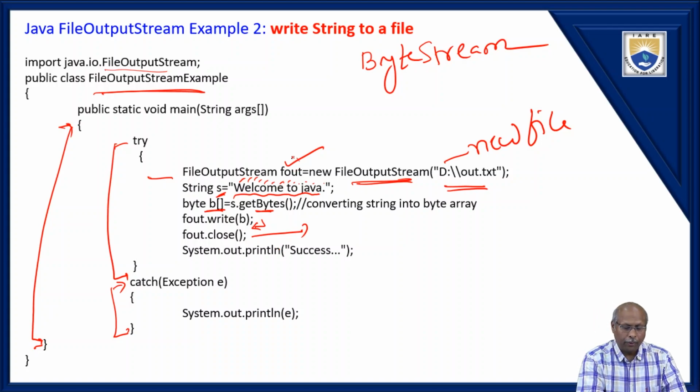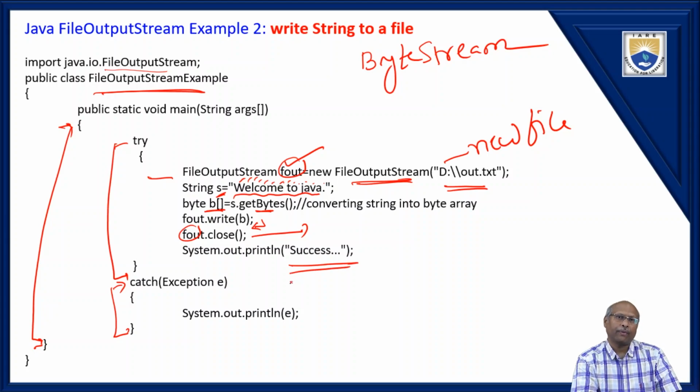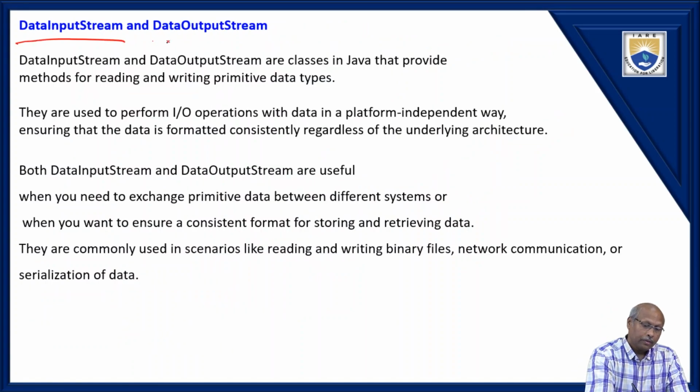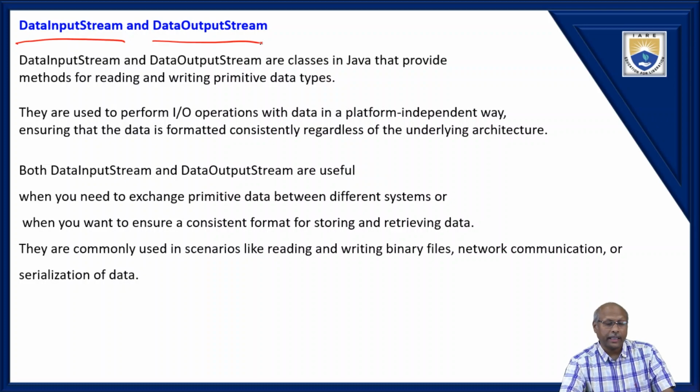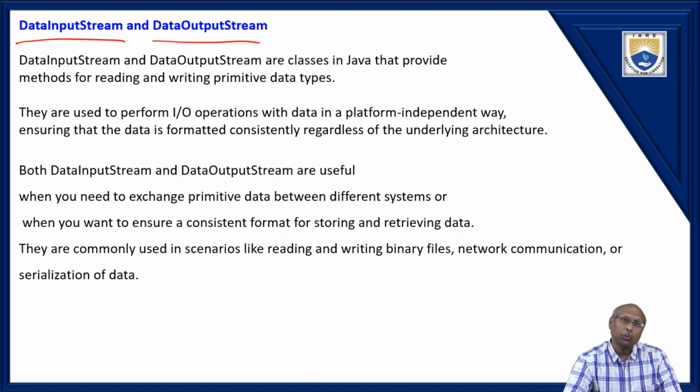The name of my object is fout, so fout.close. Then it is successfully written to the file. Now, if any error comes, the catch block handles it. Remember, the catch block will not always work. The catch block will activate only if there is an error. If there is no error, that statement will not execute. Then close the file, stop it. So this is the way it works. Now, there are two more special classes called DataInputStream and DataOutputStream.